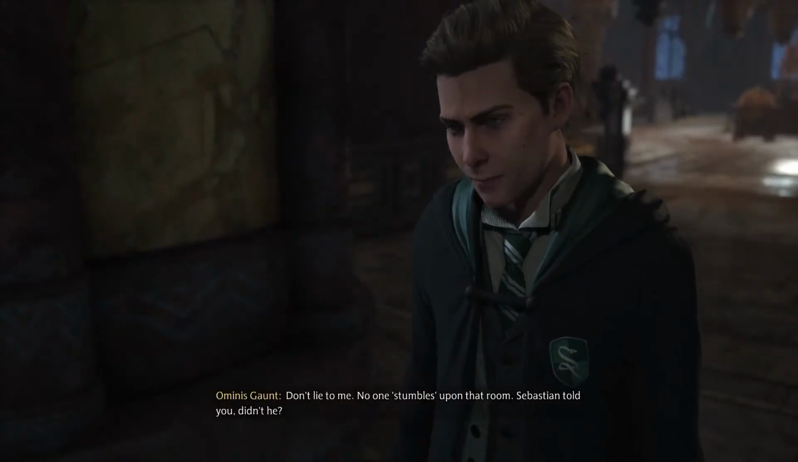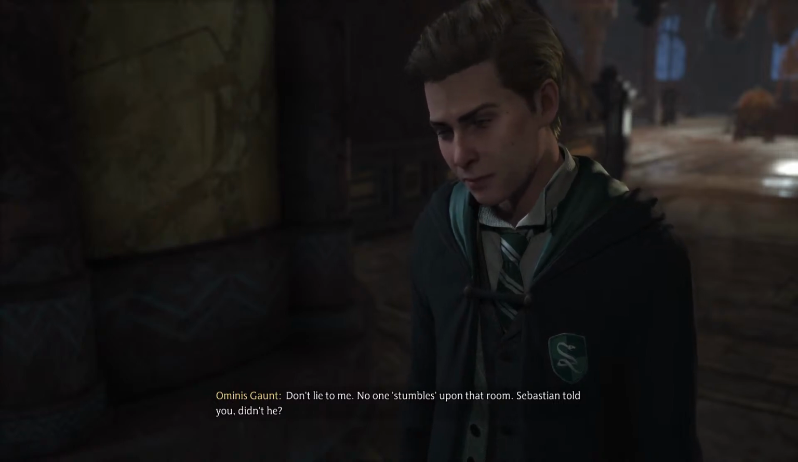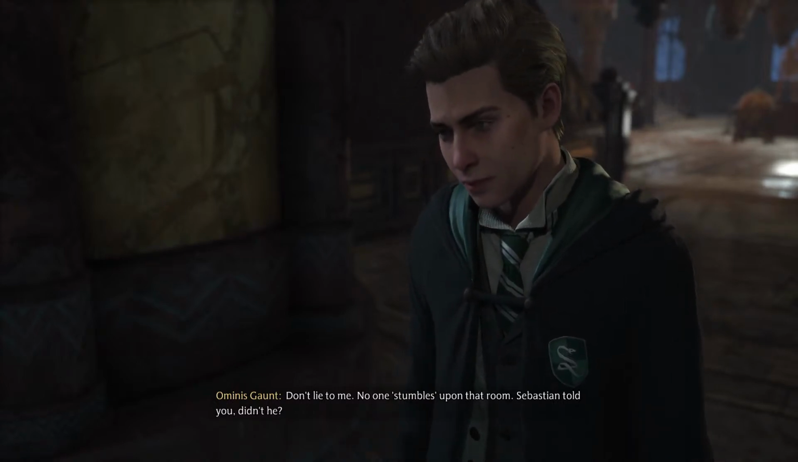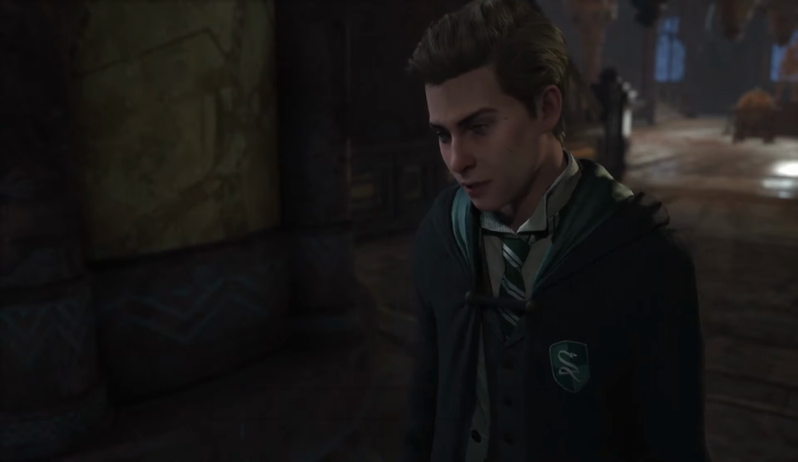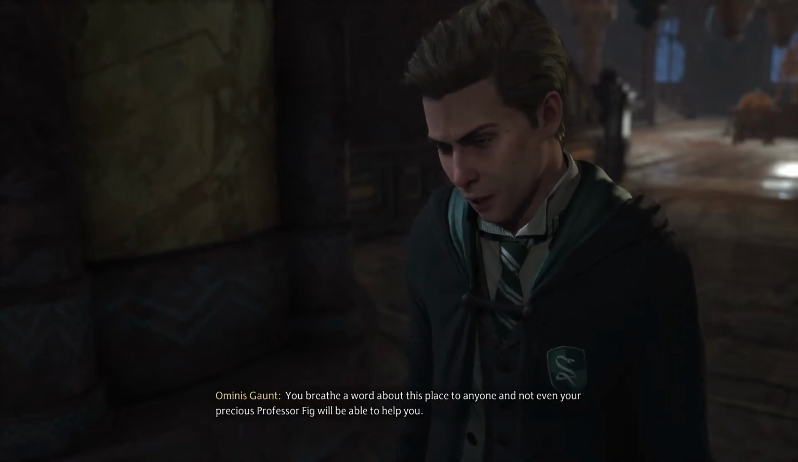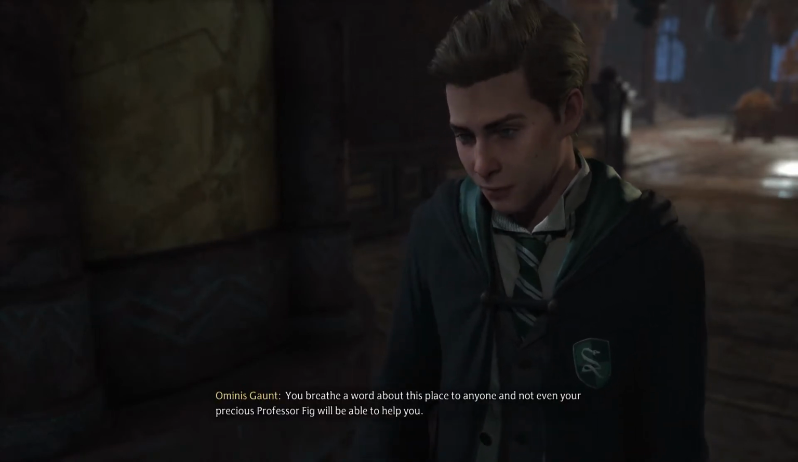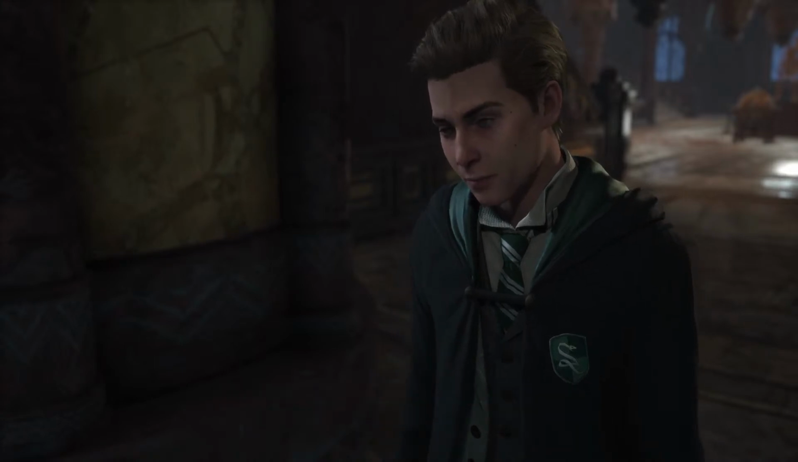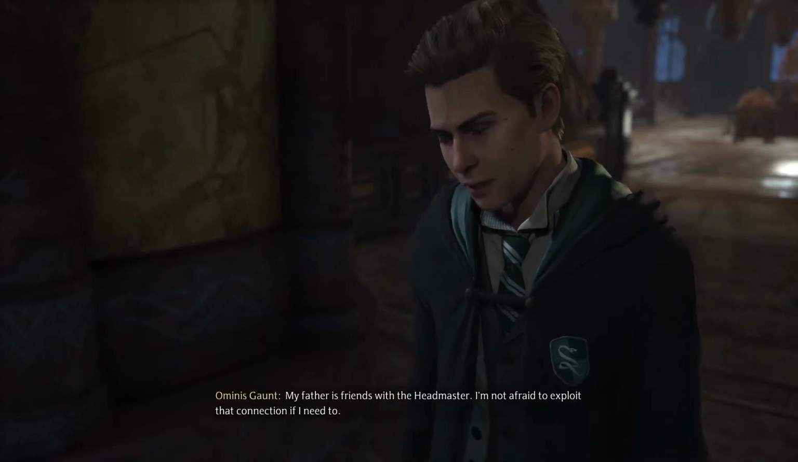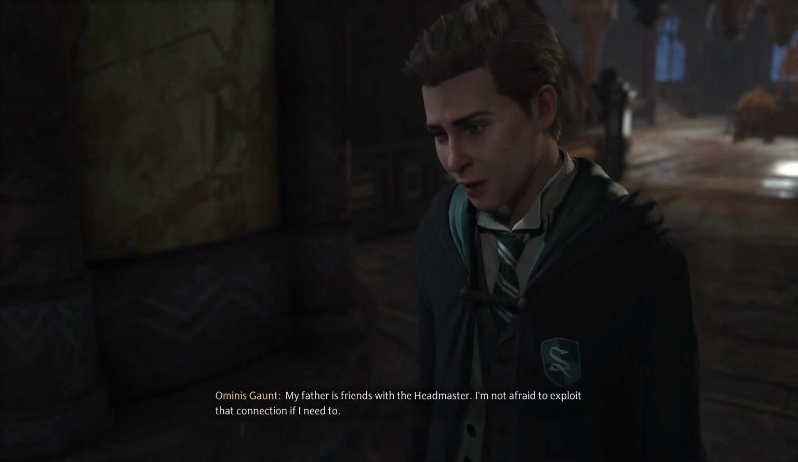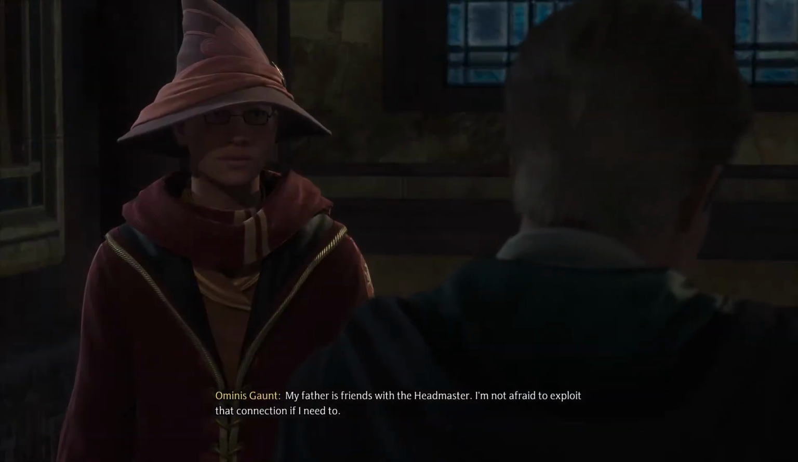Don't lie to me. No one stumbles upon that room. Sebastian told you, didn't he? You breathe a word about this place to anyone, and not even your precious Professor Fig will be able to help you. My father is friends with the headmaster. I am not afraid to exploit that connection if I need to.